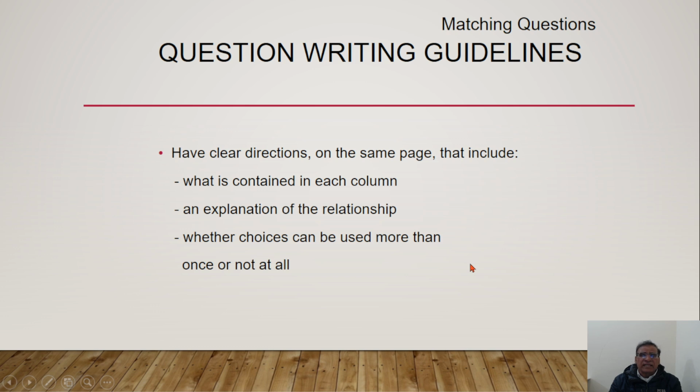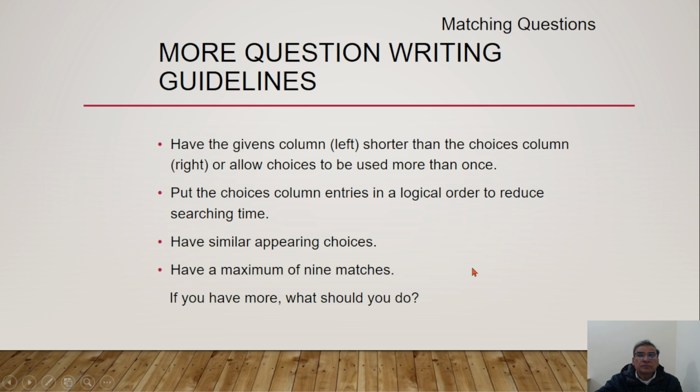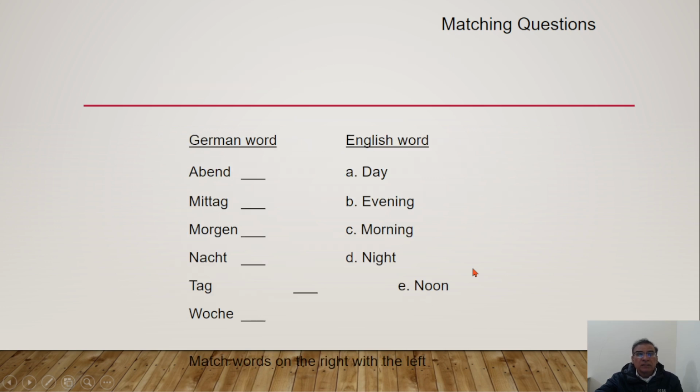Have clear directions on the same page that include what is contained in each column, an explanation of the relation, and whether choices can be used more than once or not. Have the given column be shorter than the choices. So you have to keep this point in mind. These are the columns.